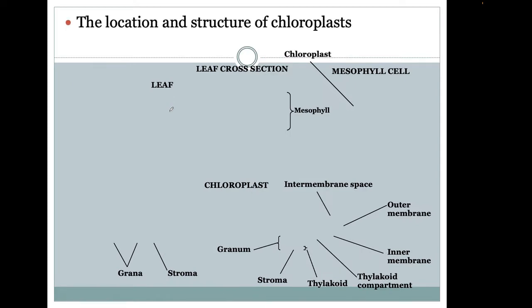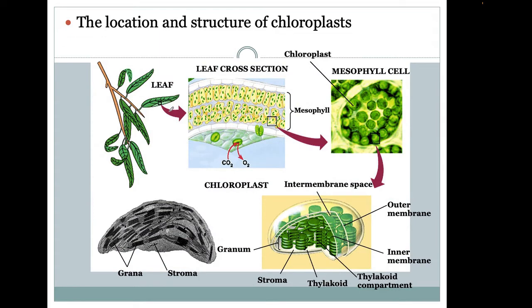The location and structure of the chloroplast, where it is located. This is the leaf structure. This one is the leaf cross section. This is the anatomical structure of the leaf, and this is the mesophyll cells. These are the three-dimensional chloroplast structure.